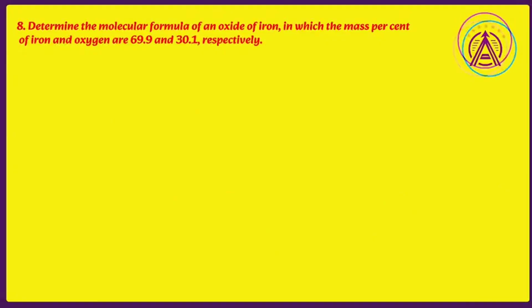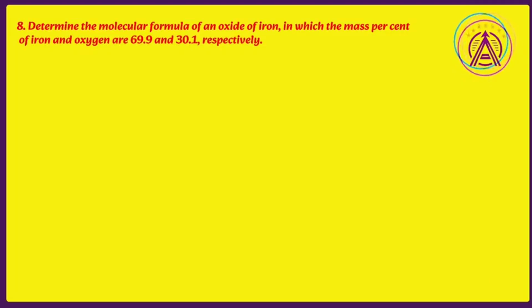Determine the molecular formula of an oxide of iron in which the mass percentage of iron and oxygen is 69.9 and 30.1 respectively. This is a similar question which we have got in the previous, I think the fourth slide. There they had asked you for the empirical formula. Here they are asking you for the molecular formula. Now remember, either way they have given you the mass percentage. So I just want you to pause and try this particular question by yourself. I can just guide you initially.